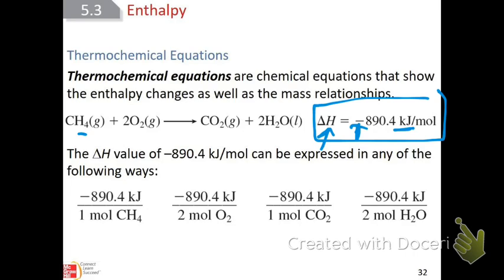So this is a combustion reaction. You should know that. We have a hydrocarbon plus oxygen. It gives off carbon dioxide, water, and then it releases to the surroundings heat. So it's exothermic. Okay, and then because of this, we can say that for each mole of methane, or for each 2 moles of oxygen, it releases this much heat per mole of carbon dioxide produced and per 2 moles of water produced.